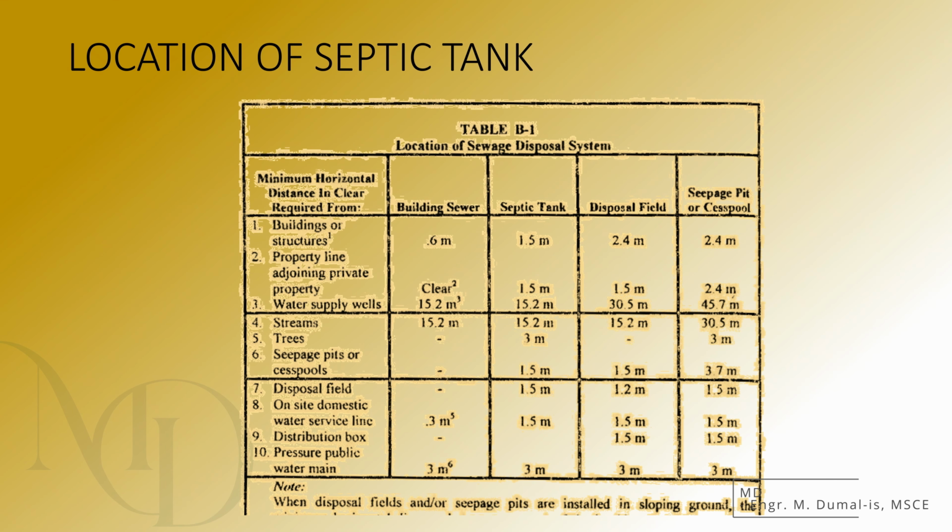We might not be able to cover them in this short lecture, but take note that there are some other parameters that can be found under Appendix B. For example, in Table B-1, we find additional details such as the required location of a sewage disposal system. For septic tanks, the minimum distance must be 1.5 meters away from any building or structure, or from an adjoining property line, and it must be at least 15.2 meters away from water sources, such as wells.